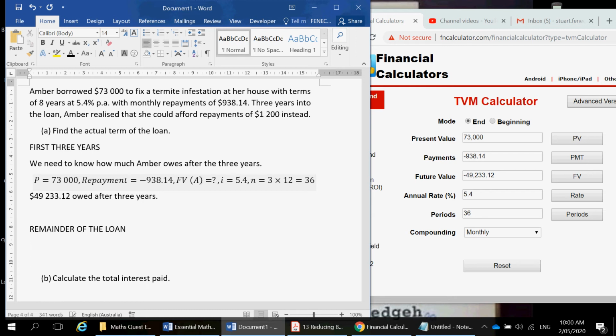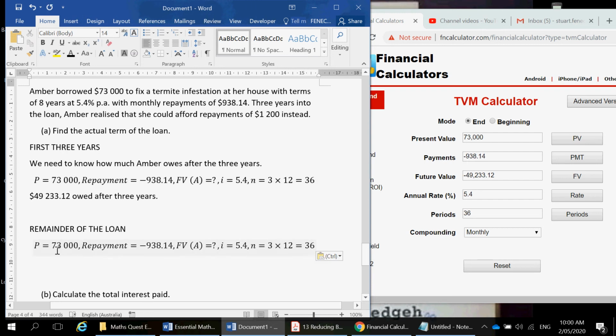So to find how long this loan is actually going to last for now, because she's going to be paying it off faster, it's not going to be 8 years anymore. It's going to be less than that. We don't know how much less it's going to be, but she's paying it off faster. Let's now look at what happens from here.